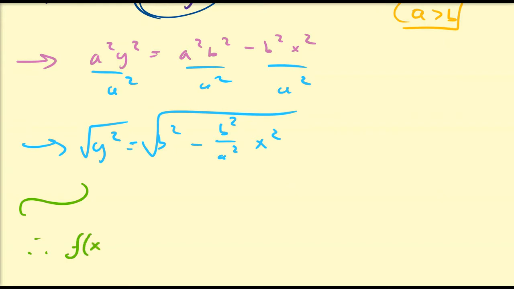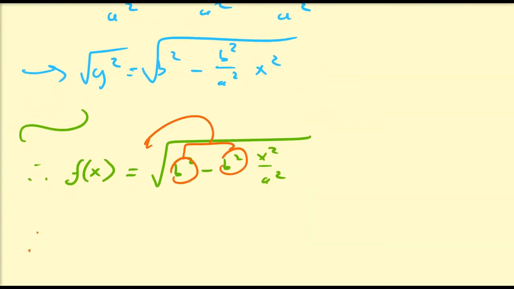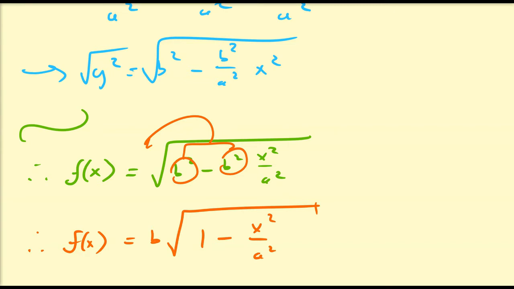So therefore the function that we're going to be looking at is going to be equal to the square root of b squared minus b squared times x squared over a squared. From here I can factor out the b squared outside of the square root. And that's going to give us the function that we're going to be working with primarily, b times the square root of 1 minus x squared over a squared.